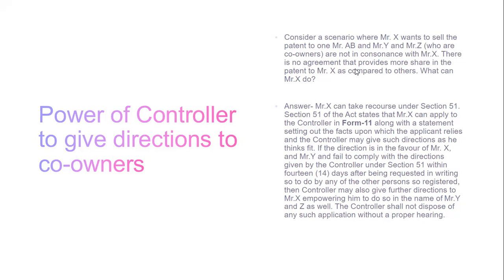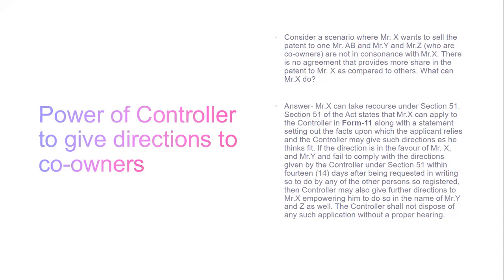Now, Mr. X, Mr. Y, Mr. Z, all three of them have equal rights in the patent because they do not have any agreement to the contrary, and they all have equal undivided share in the patent. But Mr. X wants to sell the patent to Mr. AB, and Mr. Y and Mr. Z don't want to. Now, what will Mr. X do? Mr. X can take recourse under section 51. Section 51 states that Mr. X can apply to the controller in form 11 along with the statement setting out the facts upon which he is relying. And after, the controller will consider his statement and his request, and then the controller will give direction if he thinks fit. So this is left to the discretion of the controller.